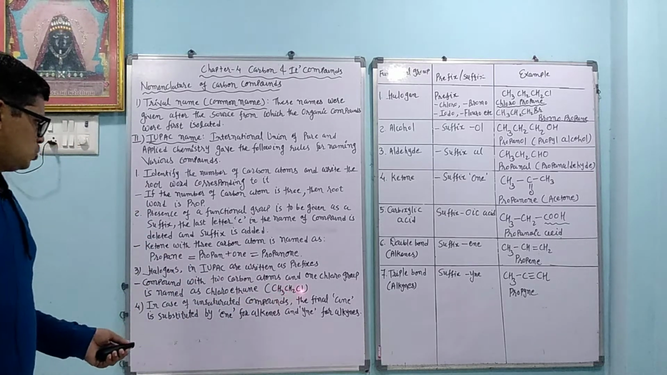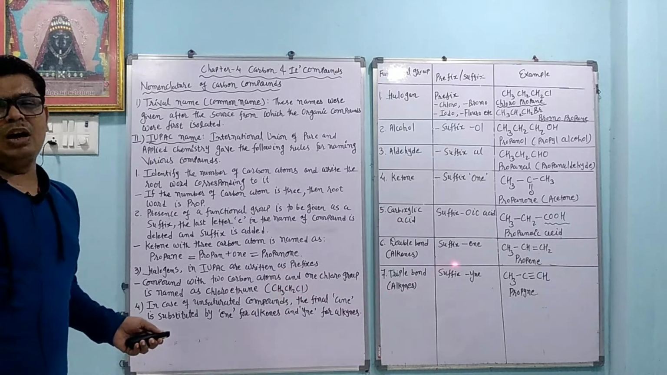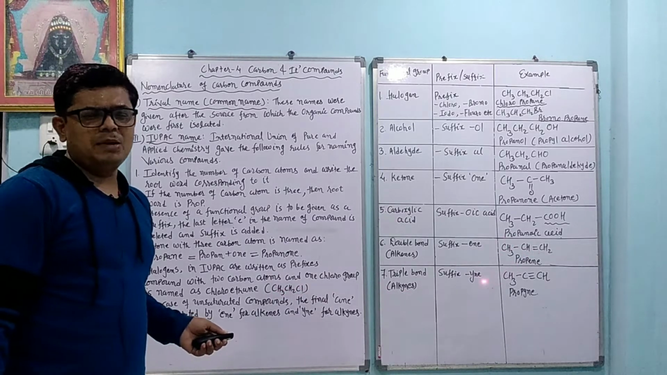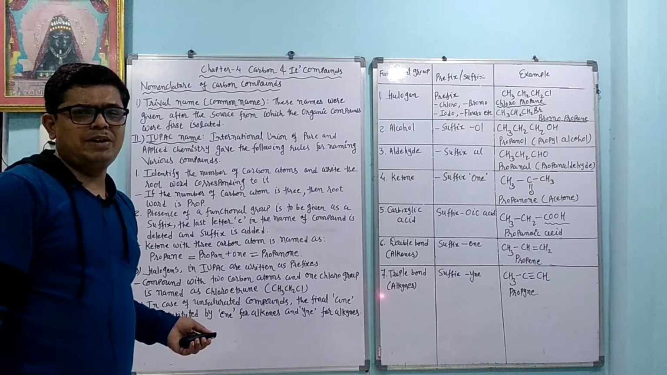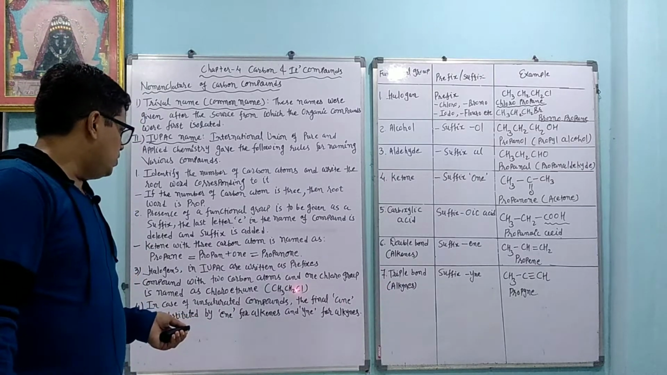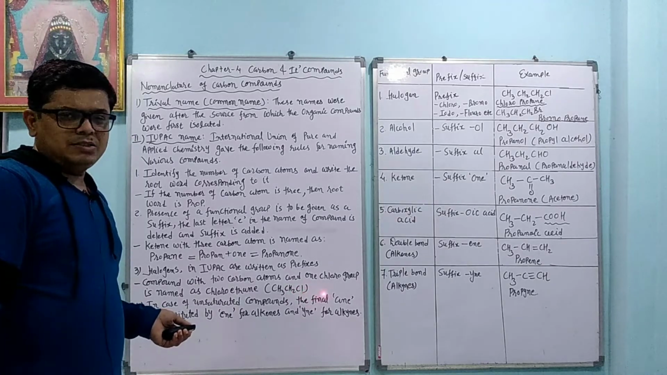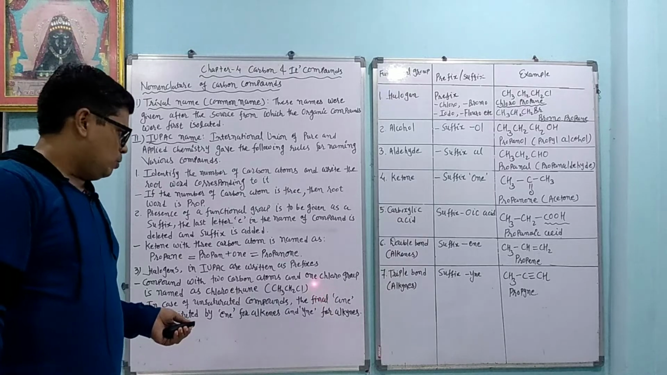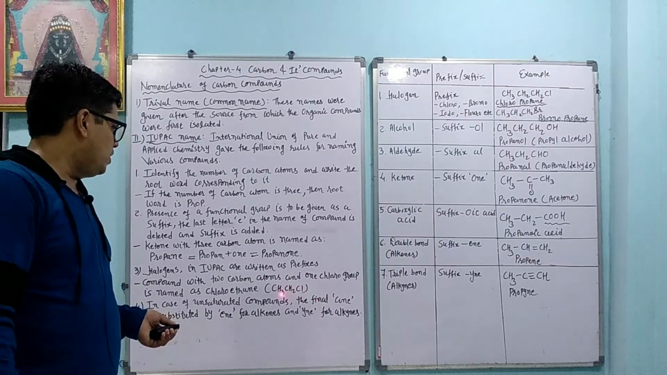Suppose C2H5Cl is given, then we have to count the number of carbon atoms. 2 carbon atoms are present, so we directly switch to 2 carbon atoms meaning ethane, and here we have to add the prefix when we are giving the IUPAC name: chloroethane. But whenever we give the common name, then it is called ethyl chloride.